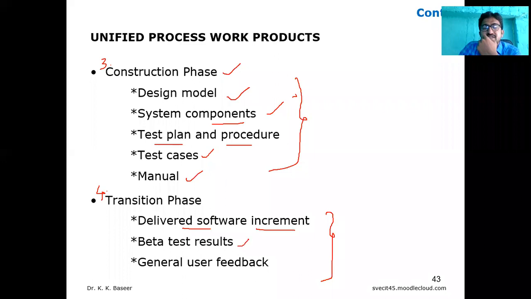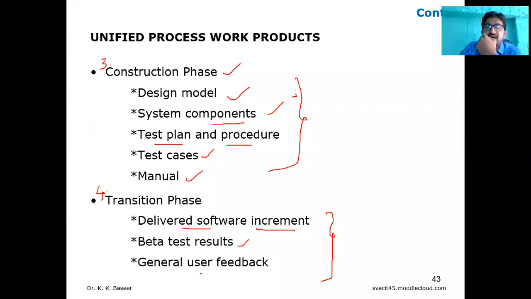Next, beta test results. When we call it a beta test, we'll discuss that in testing. Alpha testing, beta testing. Beta test talks about any changes done for the second time. If it is an initial test, it's alpha testing. Anyhow, we'll discuss this testing process in the fourth unit.